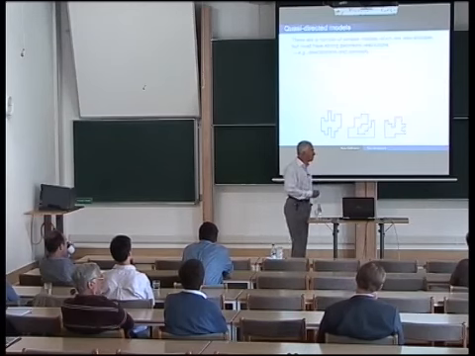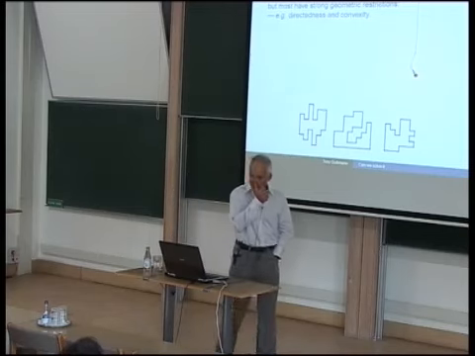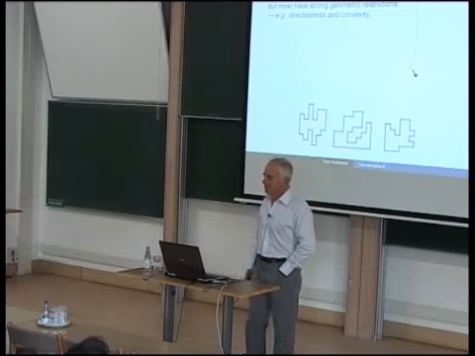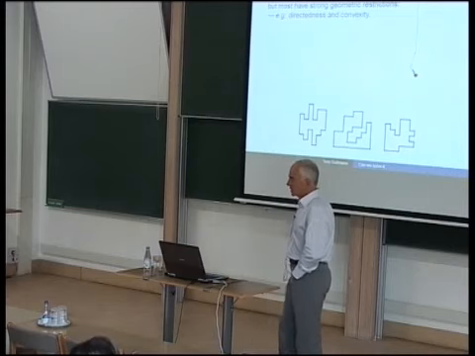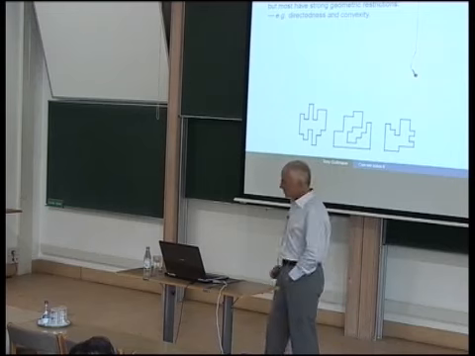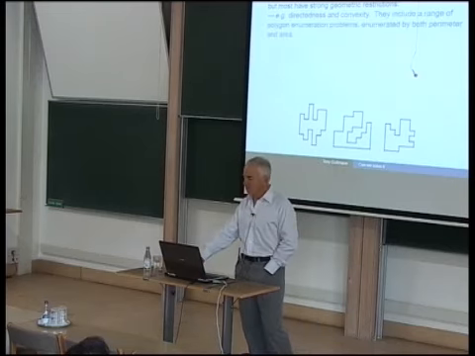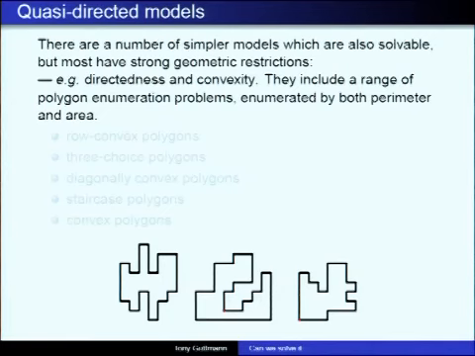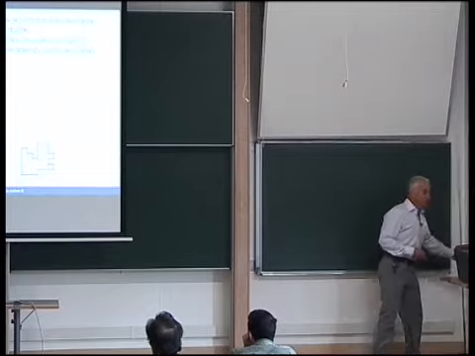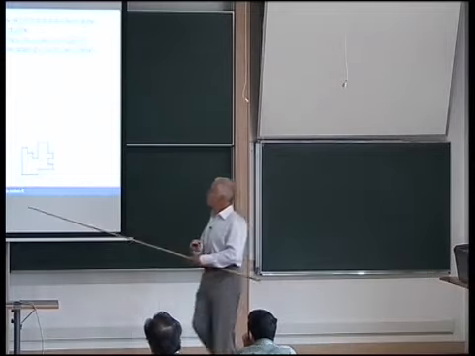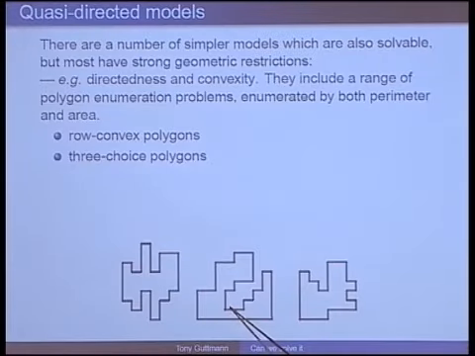agree. These simpler models can definitely be proved, but most of them have strong geometric restrictions, such as directedness or convexity, which effectively reduce their dimension from 2 to 1. And they include a range of polygon enumeration problems, enumerated by both perimeter and area. These include row convex polygons, which are these little guys here. Row convex polygons, so-called 3-choice polygons.